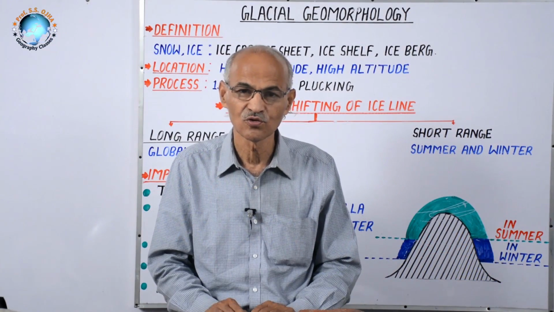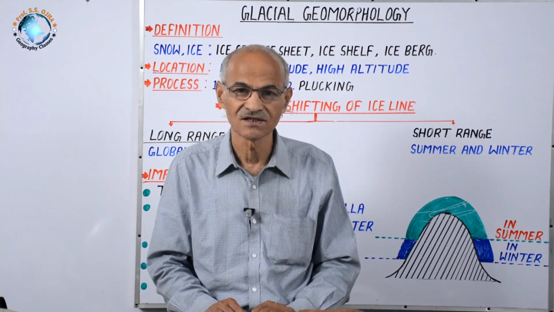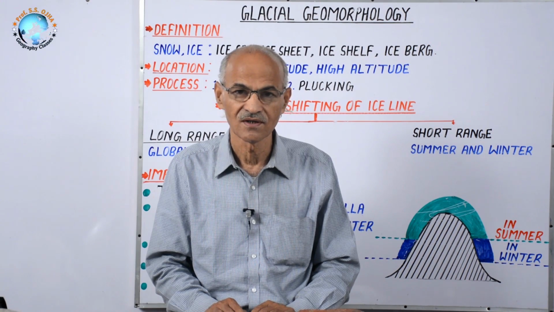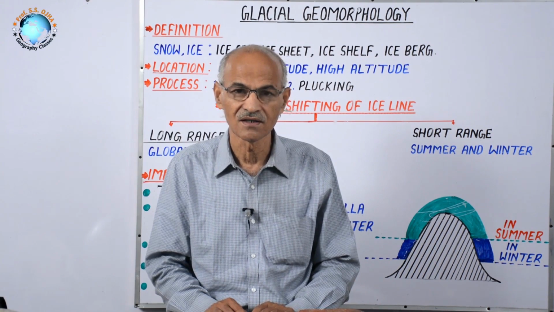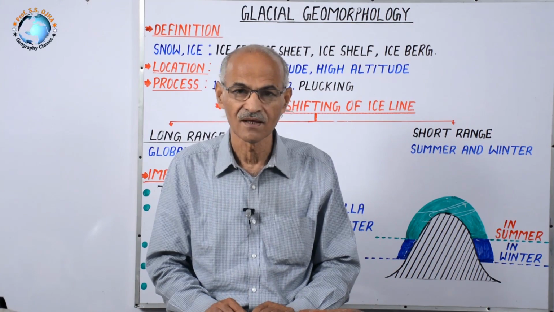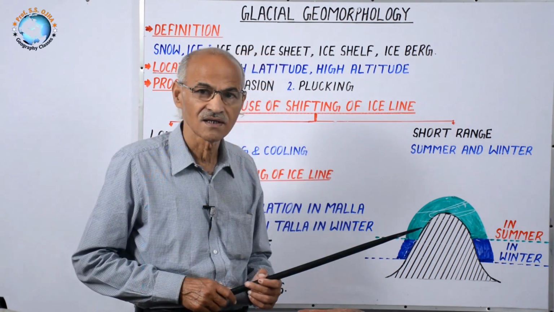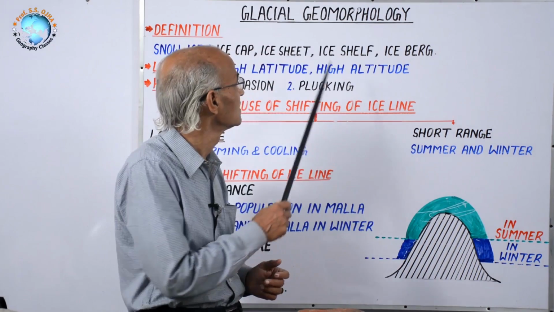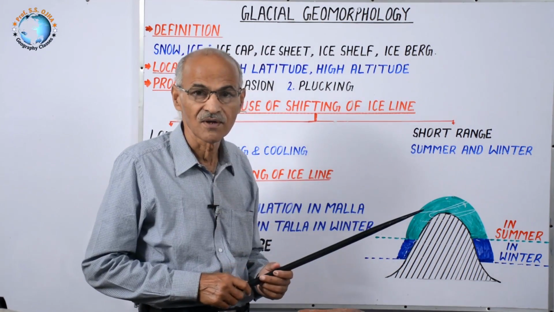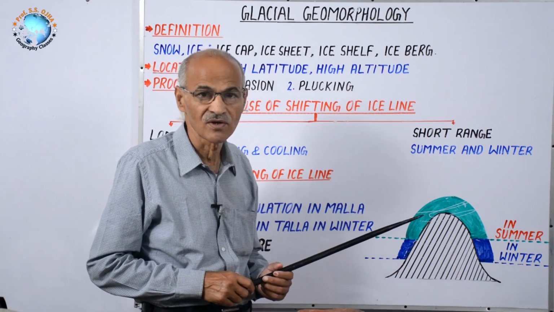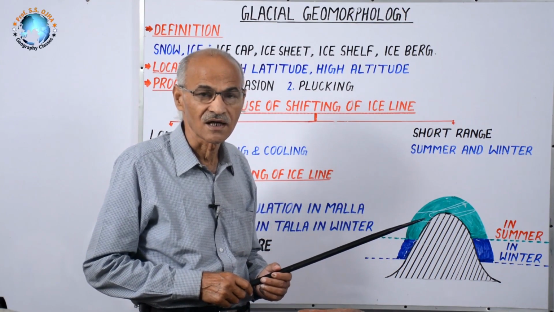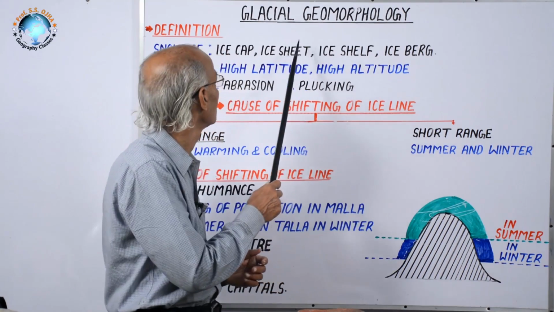Geomorphology has two segments. One, structural geomorphology. Second, process geomorphology. The aim of process geomorphology is denudation of all the relief features above sea level. In the glacial regions, the process and landforms developed there is called glacial geomorphology. This is a type of process geomorphology.